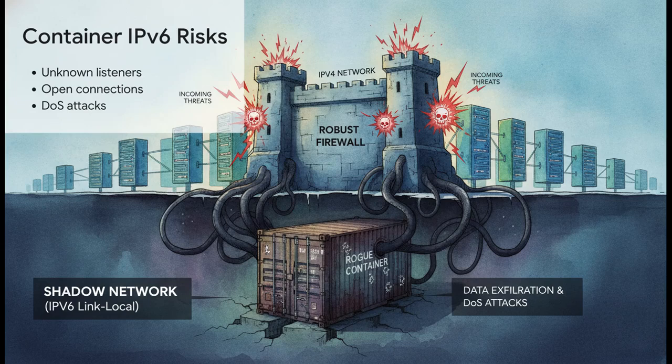Running two protocols means you literally have two completely separate attack surfaces. If a container runtime, like Kubernetes or Docker, unexpectedly enables IPv6, a compromised container can suddenly start listening for incoming connections on an unexpected IPv6 address. Worse, it can open outbound connections to other nodes entirely over IPv6. Since your standard IPv4 firewalls are totally blind to this traffic, that rogue container is essentially unconstrained.